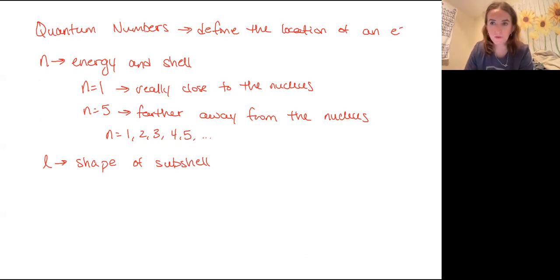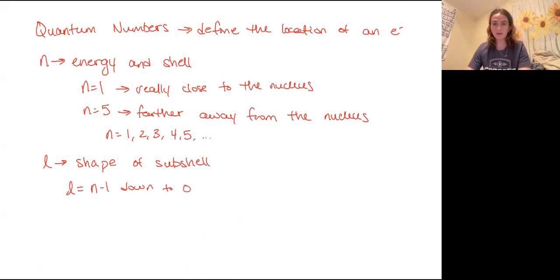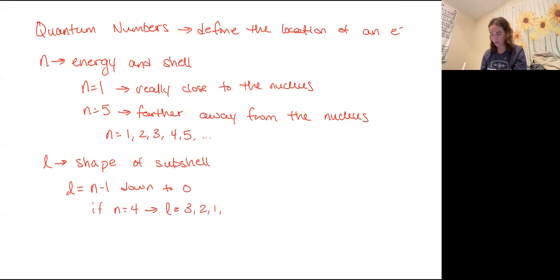So does anyone remember the rule for what values of L it can be? What possible values of L there are? Yeah, awesome, right? So L can be equal to N minus one all the way down to zero. So if N is equal to four, that means L can equal 3, 2, 1, or 0. So there's four possibilities for L when N is equal to four.